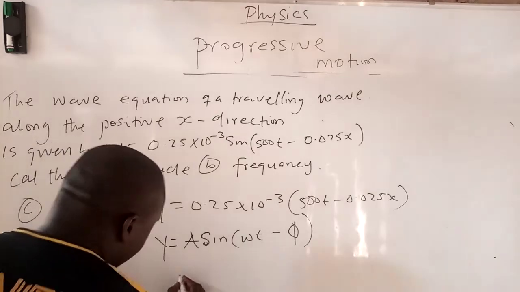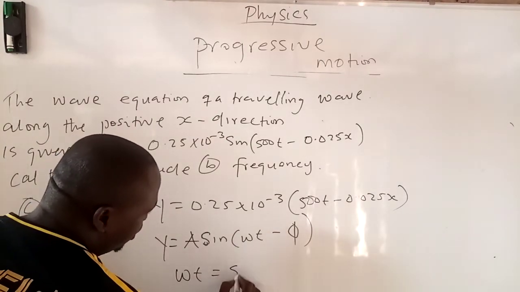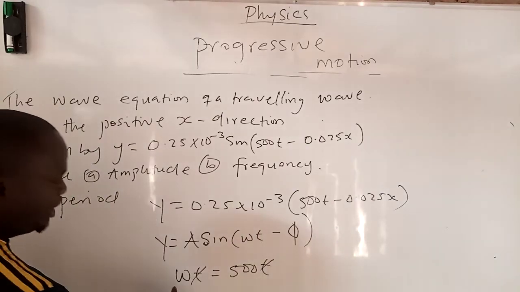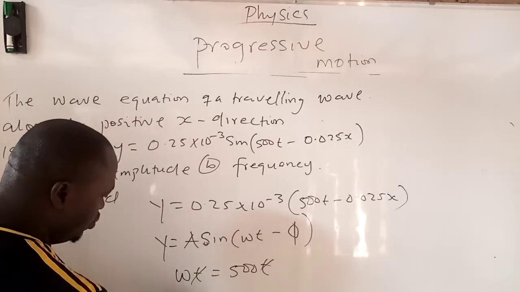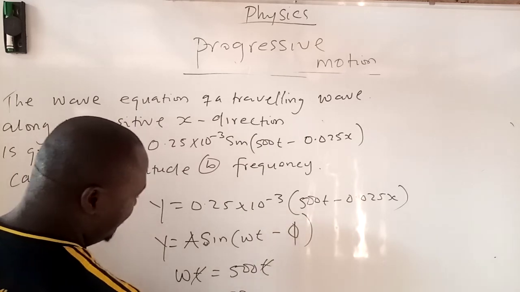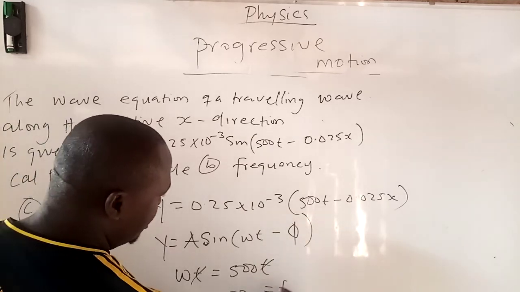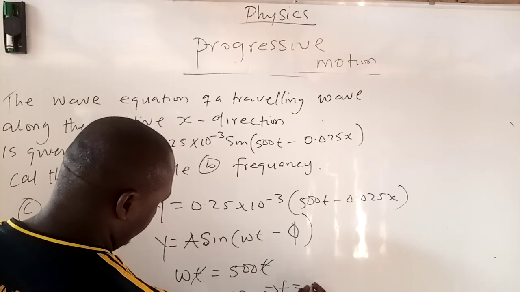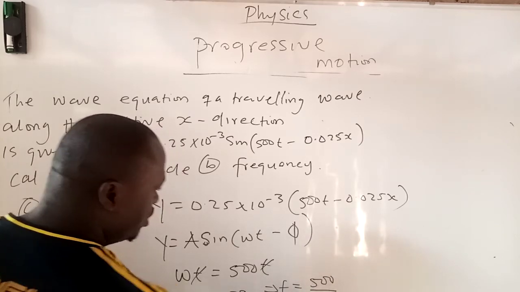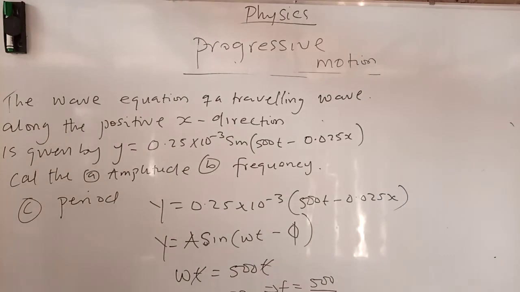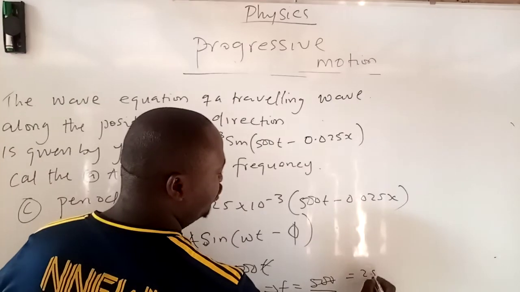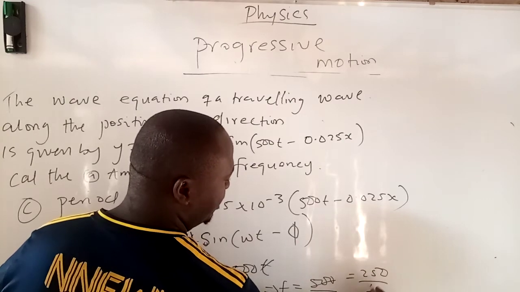So what you have is ωt = 500t. The t cancels t. But remember that this ω is 2πf, which is equal to 500. So all you need to do is f = 500 divided by 2π. And 500 divided by 2π, 2 will go into 500, and you have 250 all over π.